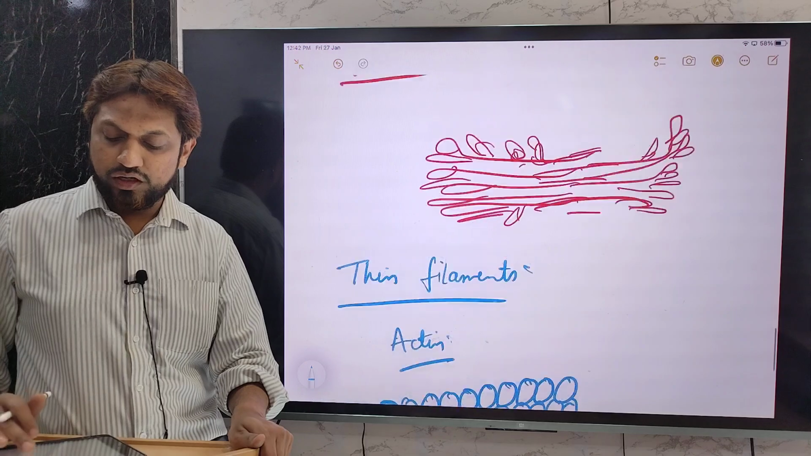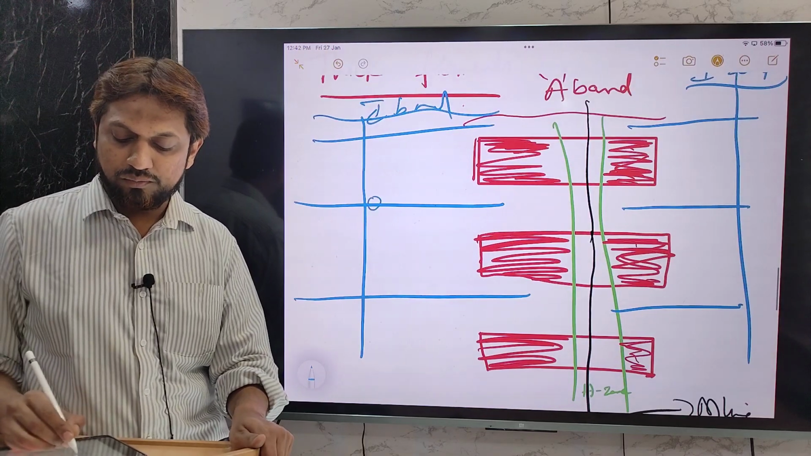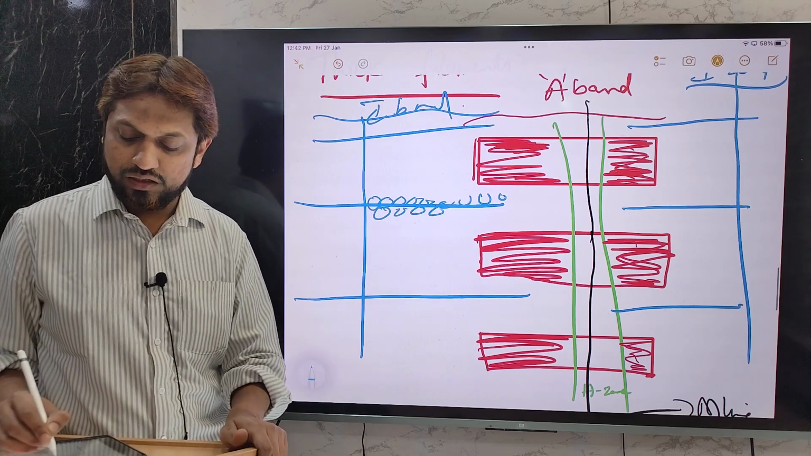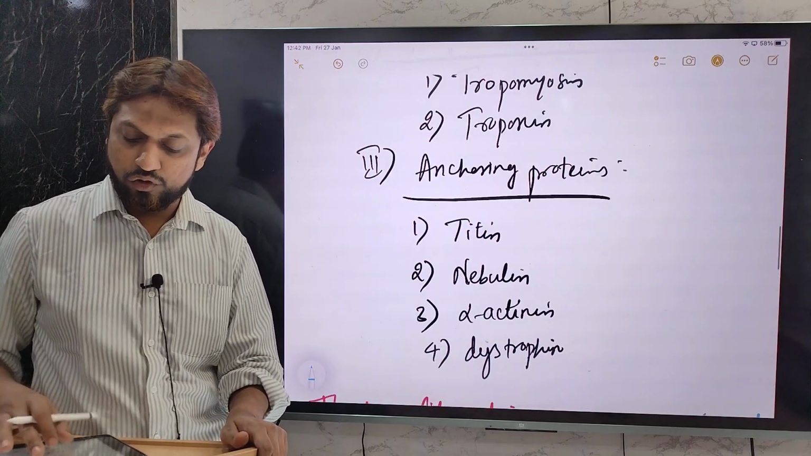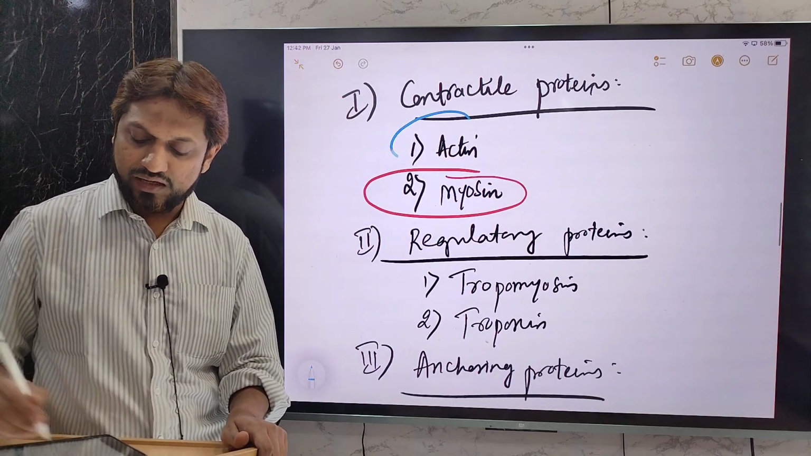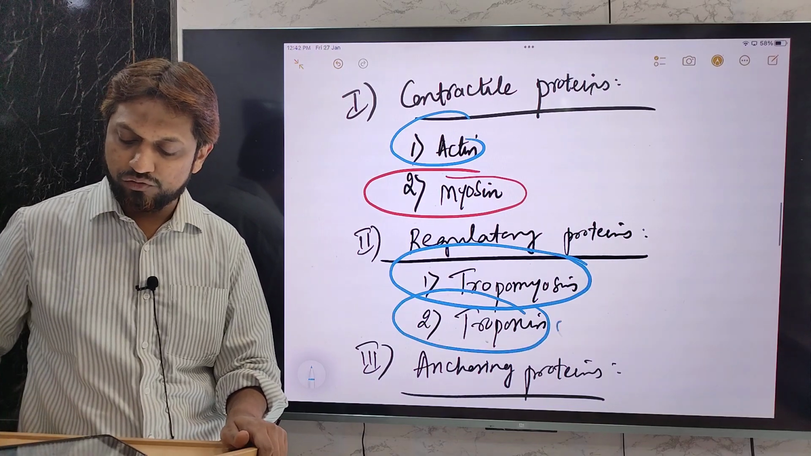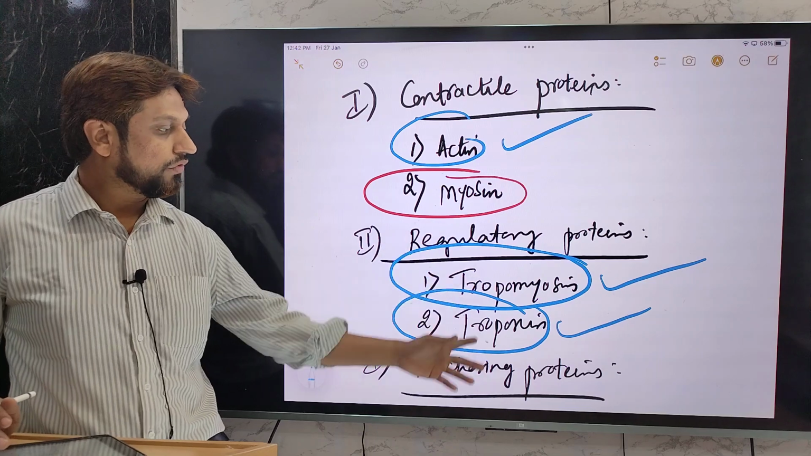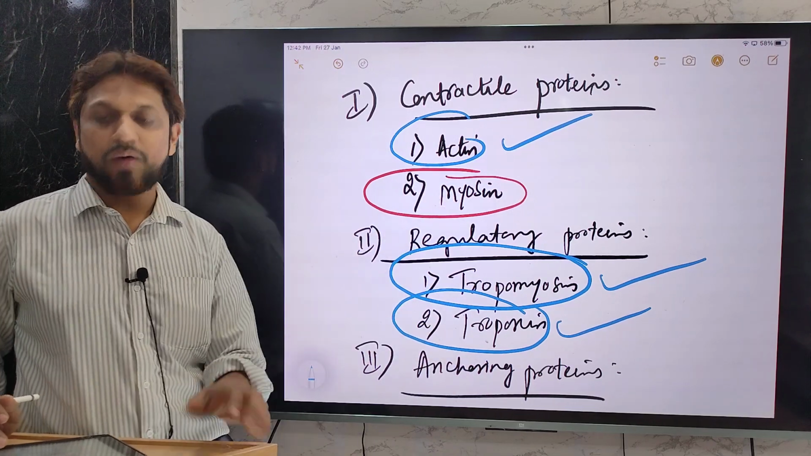This thin filament is mainly made up of actin molecules, but not only actin. It also consists of two important proteins, tropomyosin and troponin. So the thin filament is made up of actin, tropomyosin and troponin, and the thick filament by myosin.